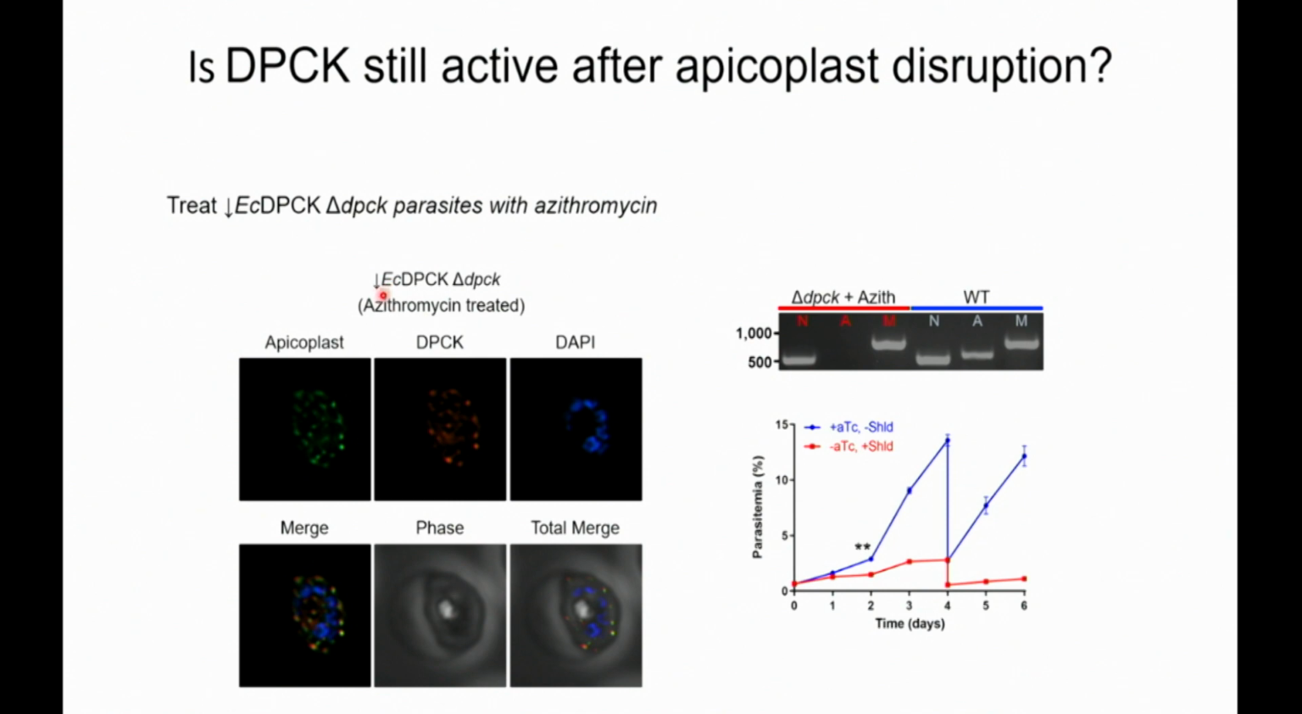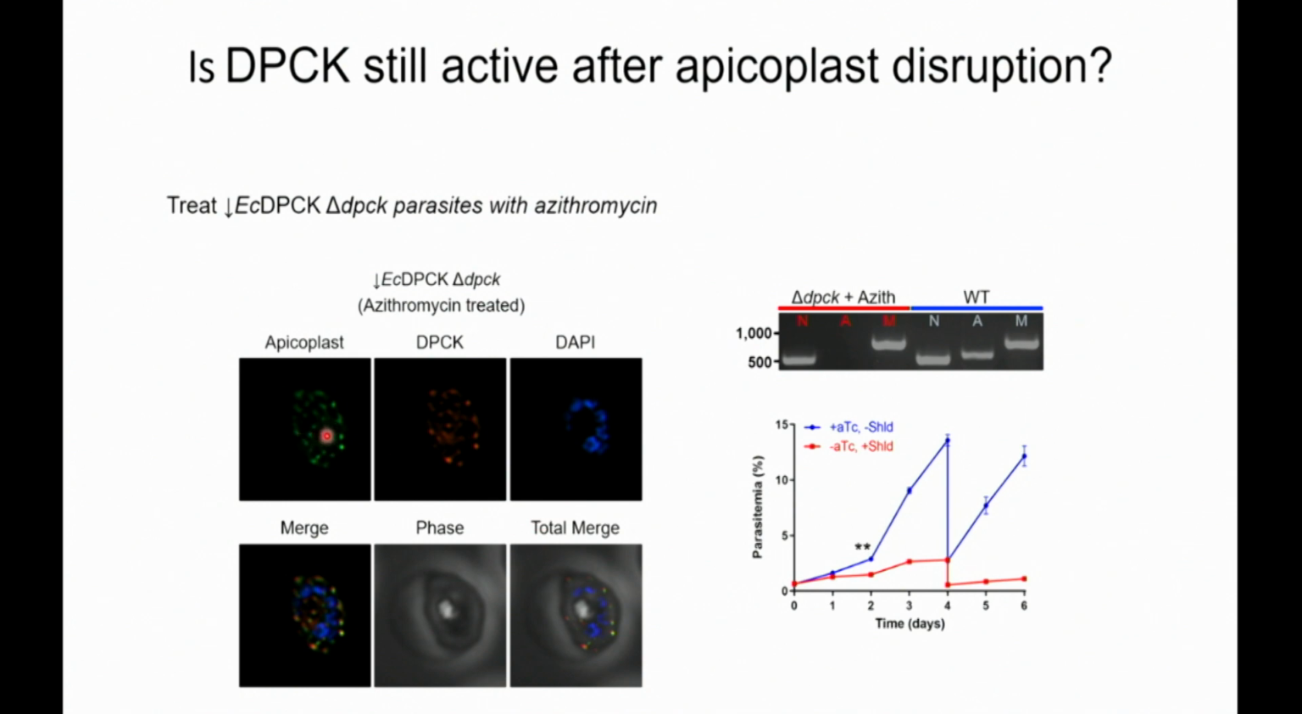So here I'm showing the same cell line, the one with the conditional expression of the E. coli protein and the parasite protein knocked out. And after azithromycin treatment, you see the vesicular puncta that exist throughout the cell. So the apicoplast is gone in these cells. And you can confirm that by looking at sentinel genes in the three genomes of the parasite: the nuclear, apicoplast, and mitochondrial genomes. In the azithromycin treated line, the sentinel gene for the apicoplast genome is gone compared to the wild type cells, which still have their apicoplast and their apicoplast genomes.